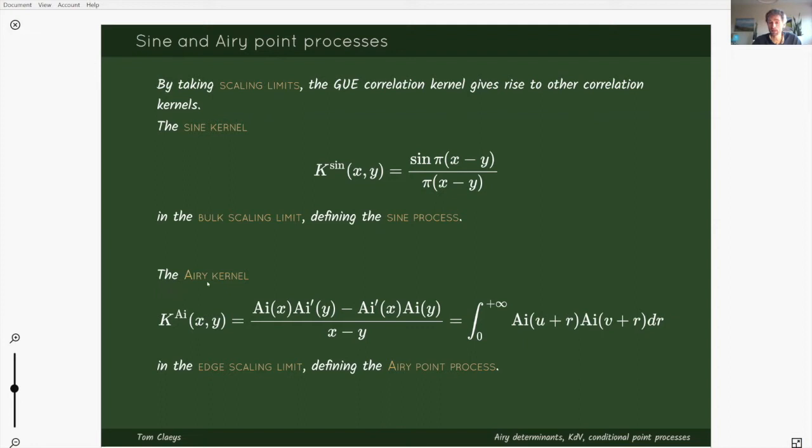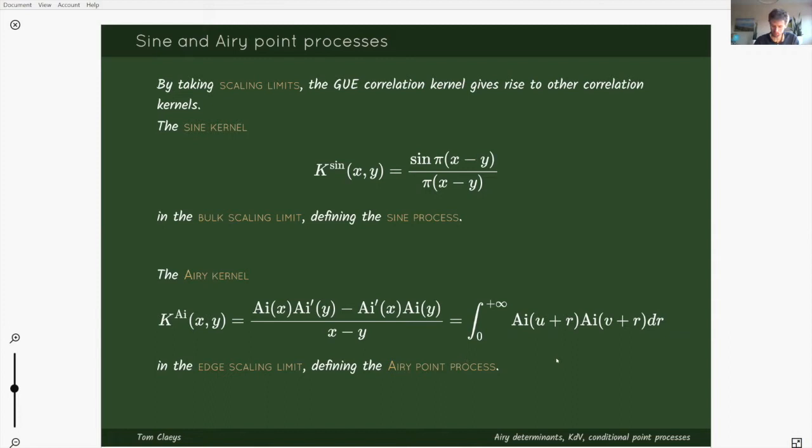This is the Airy kernel. You can write it in two different ways. This is probably the most standard form of the Airy kernel, but this is also a form which will be convenient for us later on. And this Airy point process is a well-known and much studied point process. It has the property that there is almost surely a largest point, and it also has almost surely an infinite number of particles. These are the two properties one can think of.